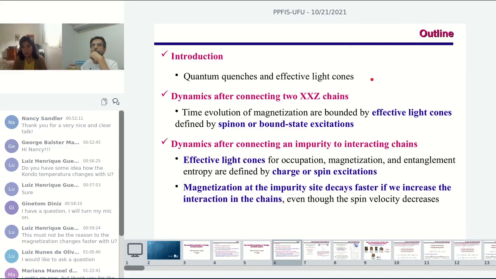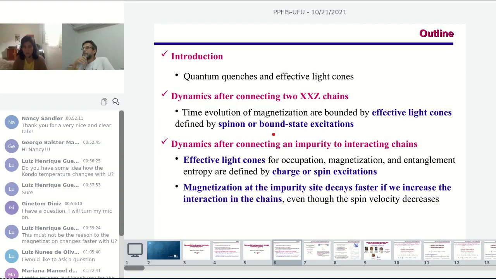In the first one, we connected two spin chains, and then we watched how the magnetization evolves with time. We will see the appearance of effective light cones, and the boundary of these cones is defined by different types of excitations. It can be a spinon or a bound state excitation. In the second work, I will spend more time on it, we connect an impurity to interacting chains.